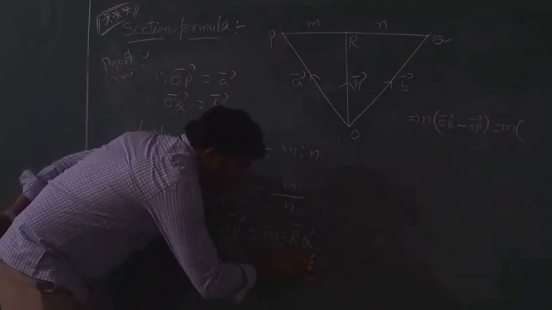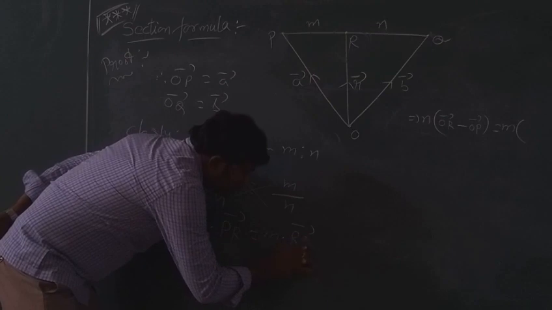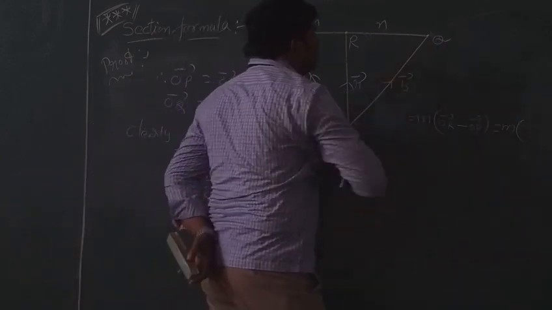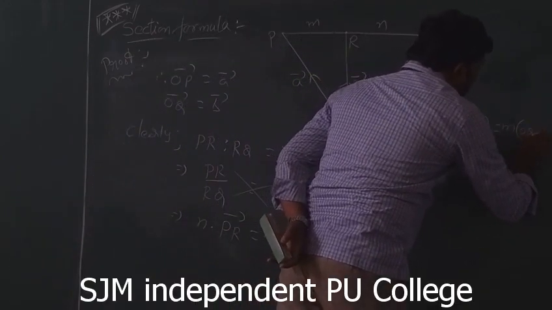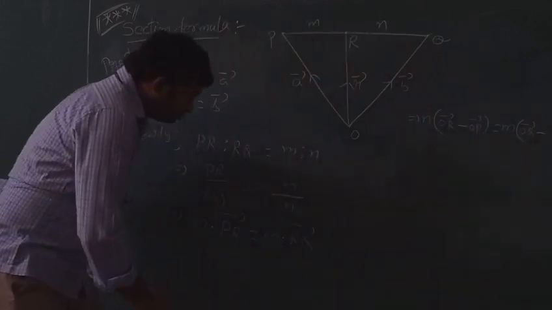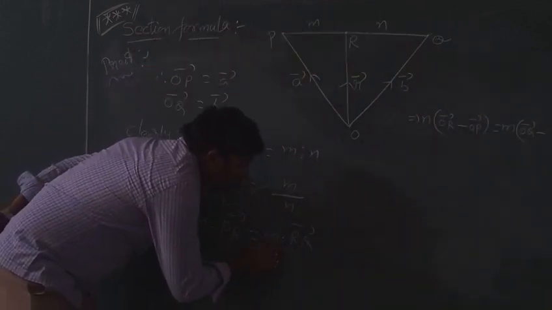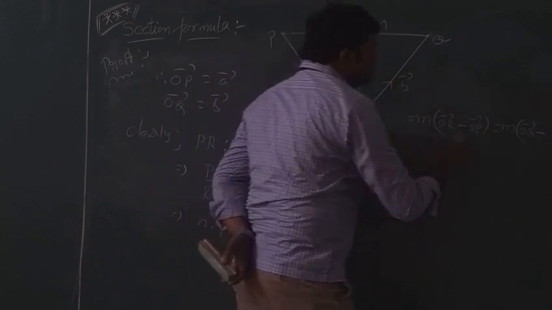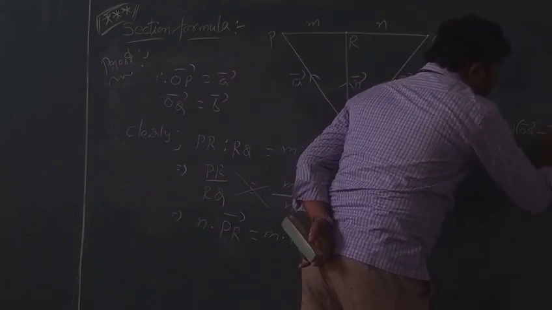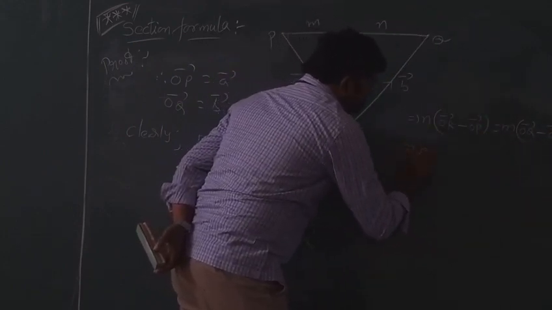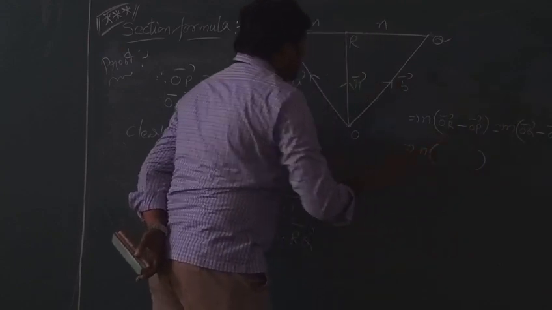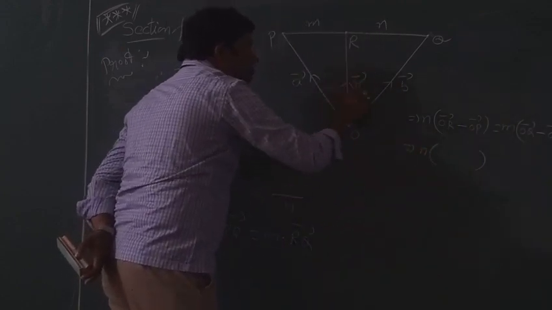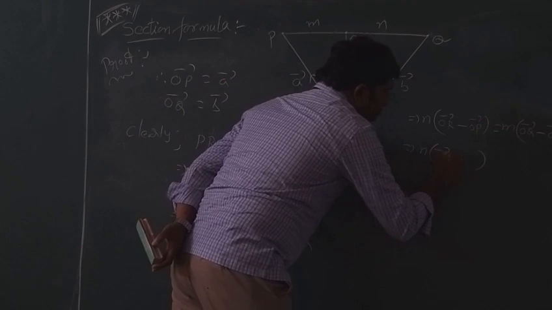RQ bar can be written as the position vector of the terminal minus the position vector of the initial. What is the terminal here? Q. What is its position vector? OQ bar, minus the position vector of the initial. What is the initial point? R. What is the position vector of R? OR bar, that implies N into OR bar. OR bar is nothing but small r bar, a vector.